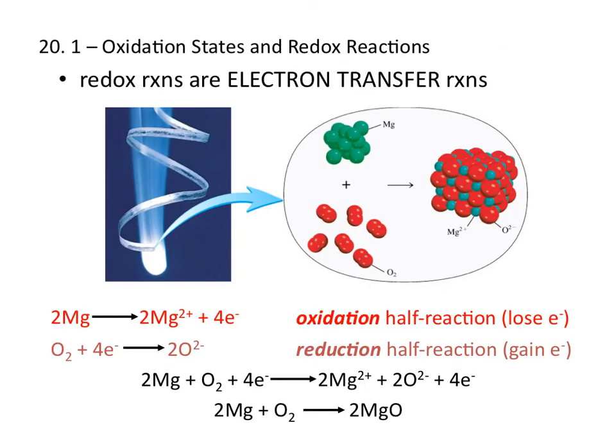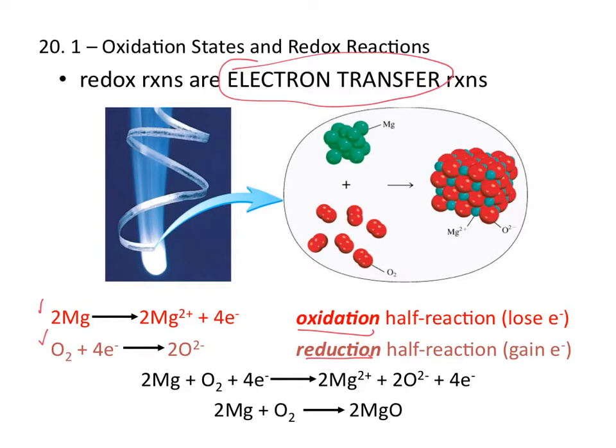Reduction-oxidation reactions, otherwise known as redox reactions, are electron transfer reactions. What that means is something gains electrons and something loses electrons. The half reactions that you see here, basically just the oxidation or just the reduction portion of an equation, are how we're going to initially deal with these electron transfer reactions.